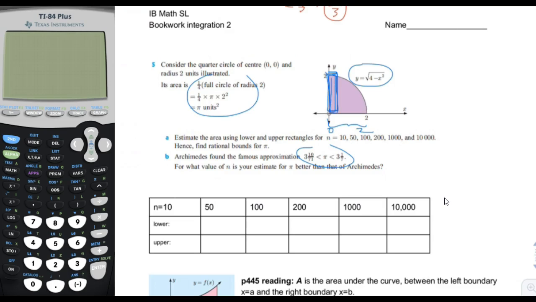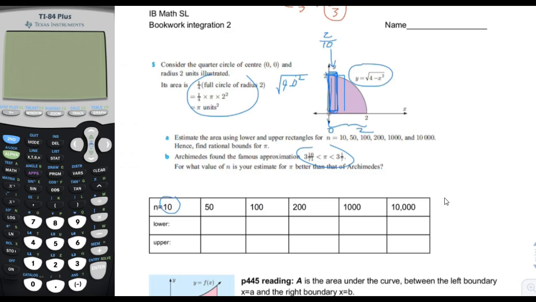So let's see, we're going to start with n equals 10. So with n equals 10, the width of this rectangle happens to be 1/10, right? Well, actually it's not 1/10, it would be 2/10, because we divide 2 into 10 sections, so that would be 2/10. Okay. And then the height of the rectangle, we would use this formula here, so it would be the square root of 4 minus 0 squared, which would just be 2, okay?